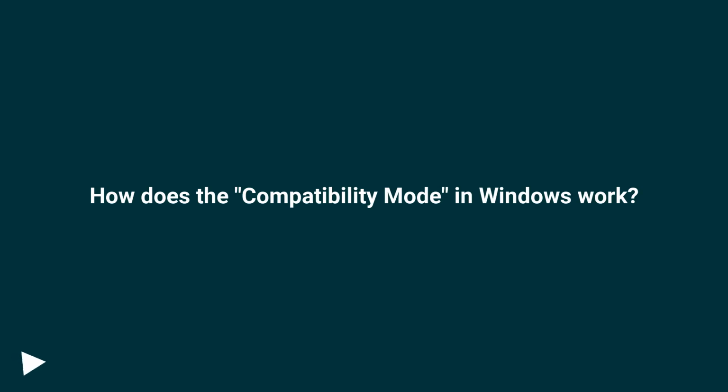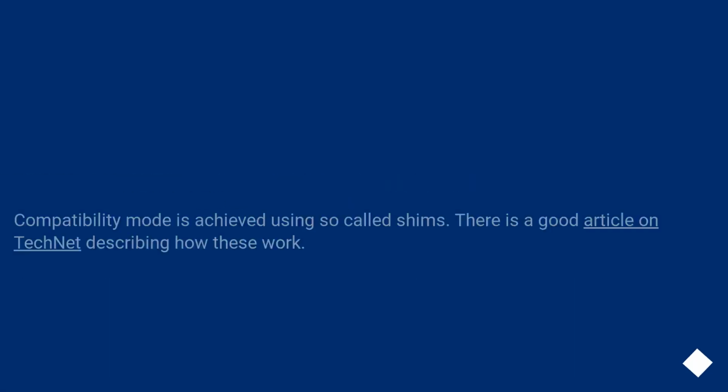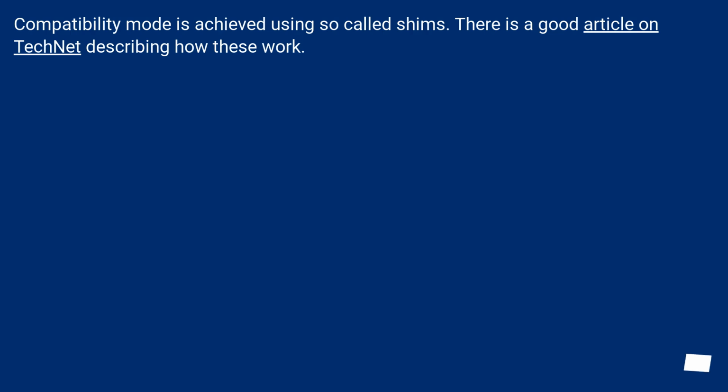How does the compatibility mode in Windows work? How does the compatibility mode in Windows work internally? Compatibility mode is achieved using so-called shims. There is a good article on TechNet describing how these work.